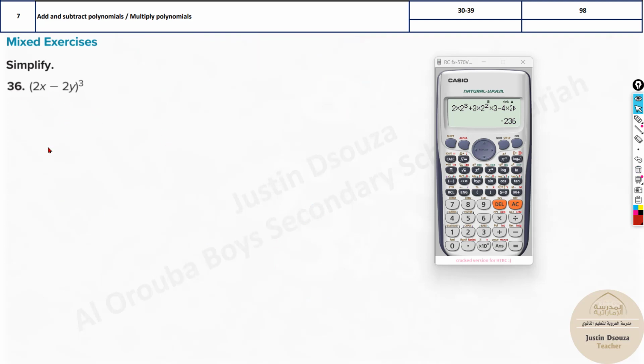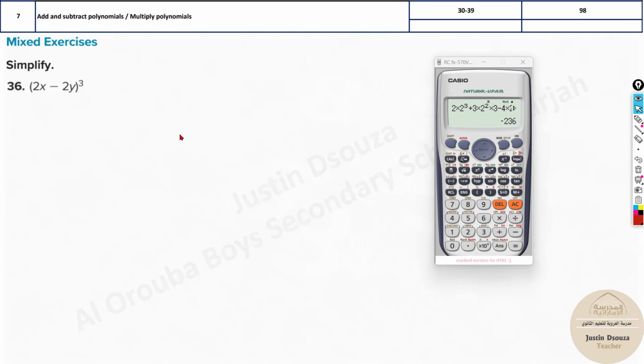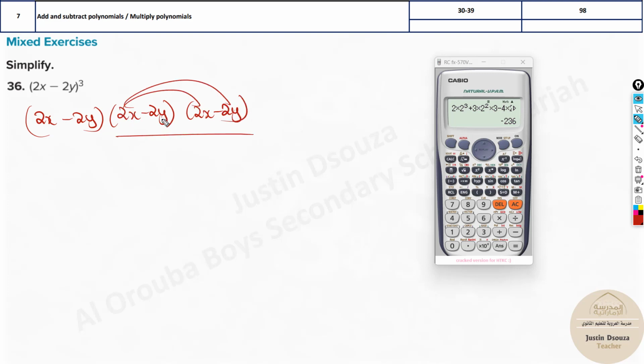Various methods. There's an identity for this, but in the textbook that is not done. What they have done is they have split these into three. I will show you what they have done. Instead of using the identity, they have taken 2x minus 2y multiplied by 2x minus 2y, again multiplied by 2x minus 2y. Now, first solve any two of these, and then you will get an answer.